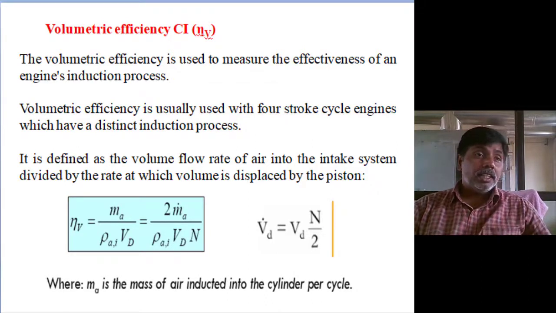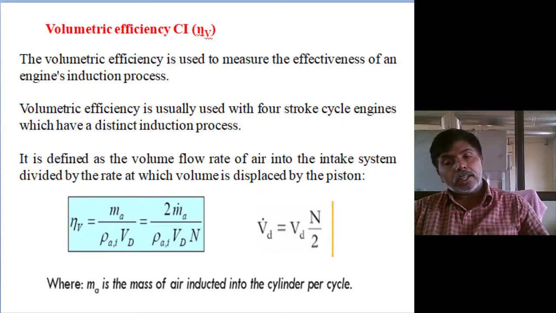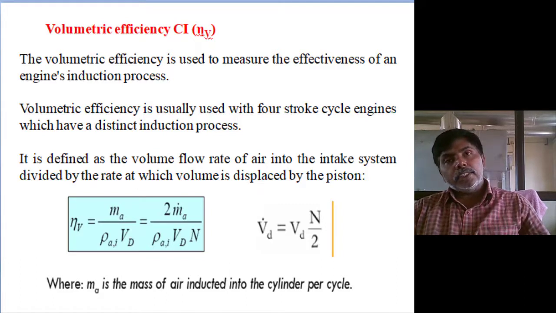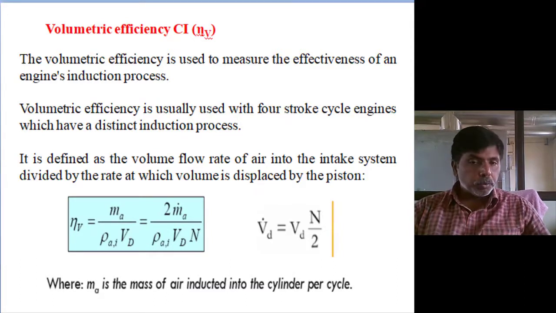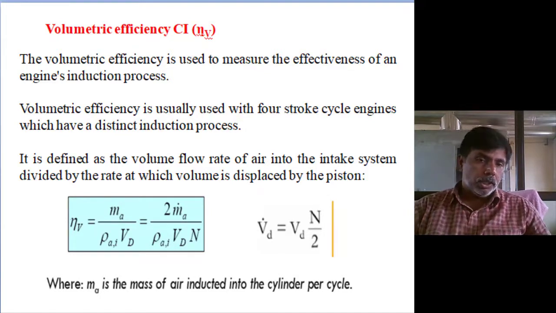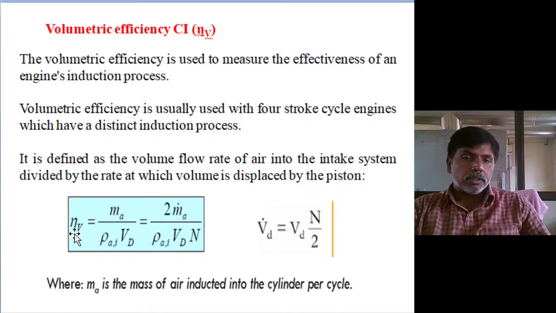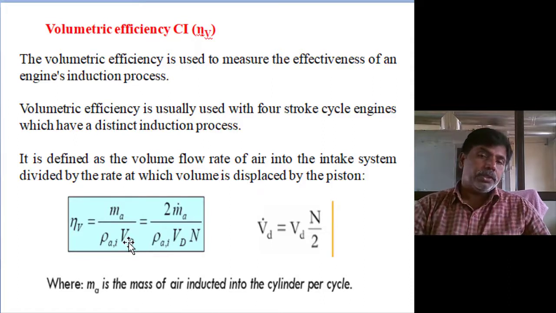I am discussing CI engines first. If it is 4-stroke, every 2 revolutions of the crankshaft there is 1 suction stroke, so multiplied by n per cycle. This mass flow rate of air sucked divided by rho into displacement volume is called the volumetric efficiency per cycle.